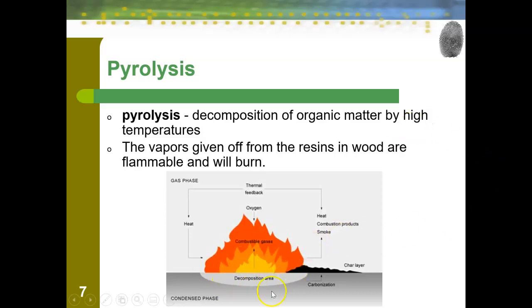The decomposition area is what is below the flames. And the heat is sort of causing this feedback loop that causes it to keep going. The vapors given off from resins and wood are flammable and will burn. This is why house fires are so common, because there is so much wood in them.